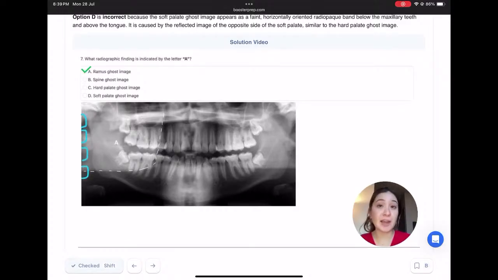Since this is on the midline, this would show bilaterally and the ghost image will always appear higher and a little more blurry. So this is what it would look like if we had a ghost image of the spine. Next we have the ghost image of the hard palate. This would present in this area, and the soft palate ghost image would present in this region. So hopefully now you have a good idea of where these anatomical landmarks are in respect to the mandibular ramus ghost image.